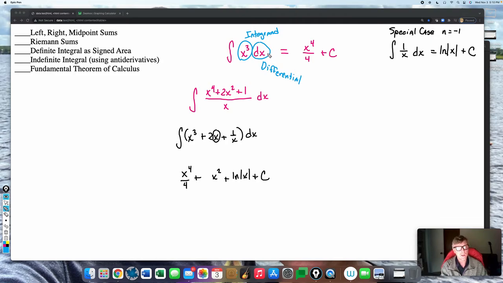Sound familiar? Just like when we did dy dx, how did we say that? The derivative of y with respect to x. That's how you read it.